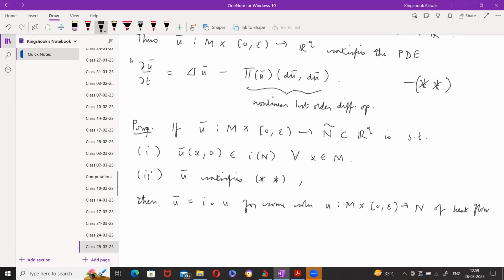Okay, so we'll prove this next time. We're out of time now. So we'll prove this on Friday. And then the idea is we'll use this to prove short-term existence of the heat flow by proving short-term existence for this PDE in Rn. Okay, and there we can use properties of the heat equation in Rn. Okay, that's the idea. So let me stop here and we'll continue on Friday.